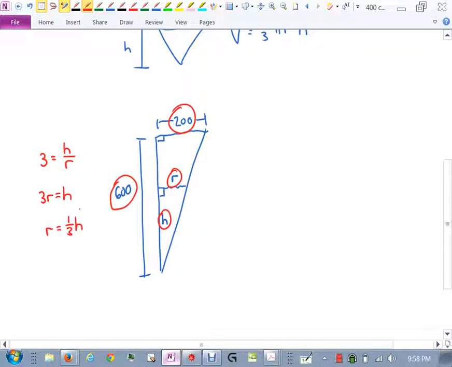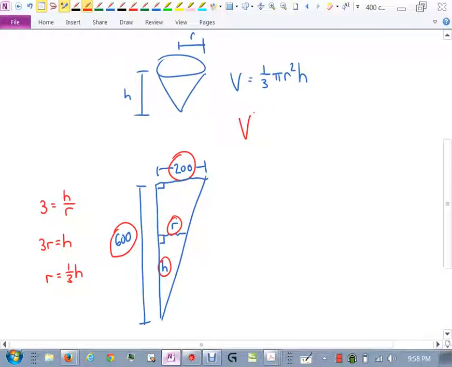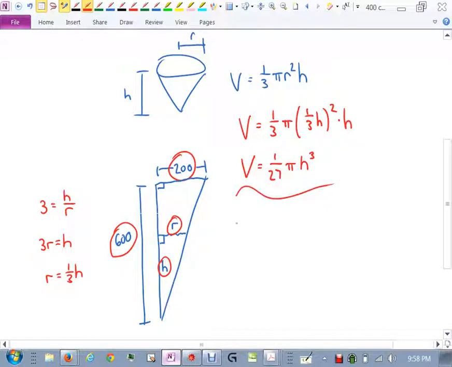Now I can go to my volume formula. Volume is 1/3 pi r squared times h, but r here we just said was 1/3 h. When I square 1/3, I get 1/9. I multiply times the 1/3 out here, I get 1/27. I square the h, I get h squared, and then multiply by h again, I get h cubed. This is my volume. So now I'd like to take the derivative with respect to time.